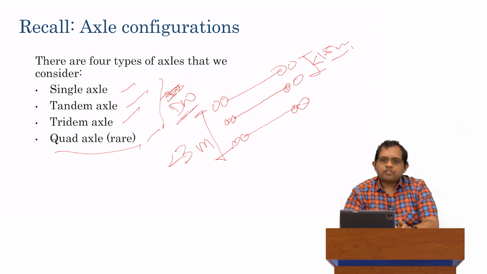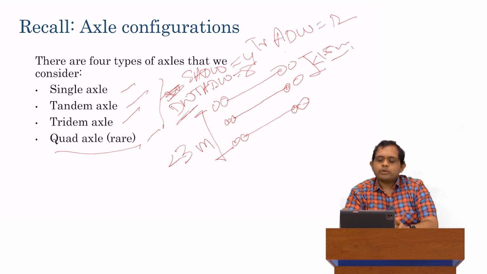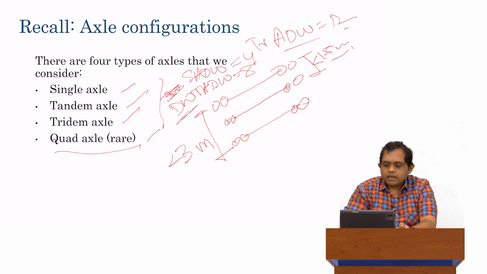So that is what we call a tridem axle. In all cases, we're only talking about dual wheel. A single axle dual wheel, which sometimes we write as SADW, consists of 4 wheels. A tandem axle dual wheel consists of 8 wheels, double of that. And a tridem, we write it as TR. A tridem axle dual wheel consists of 12 wheels. I'll let you calculate what a quad axle dual wheel would consist of, but it's very rarely used.